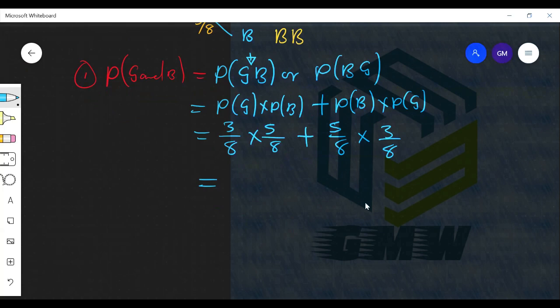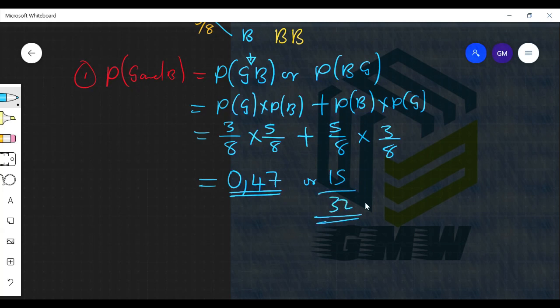What do you get? 0.46875. Yeah? 0.47. What was it as a fraction? As a fraction, it was 15 over 32. 15 over 32, okay? Yes.